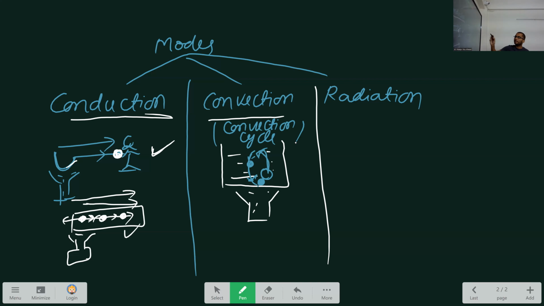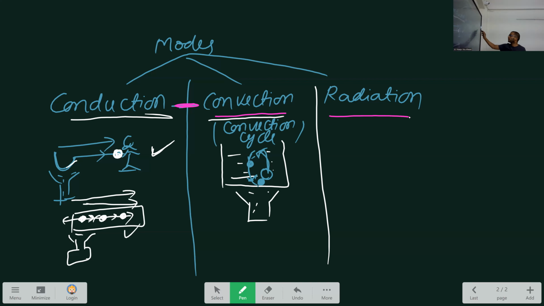Now the important difference between conduction and convection is that in conduction, molecules were not leaving their mean positions, but in convection, molecules are leaving their positions. The similarity between these two is that both require a medium for the transportation of heat.